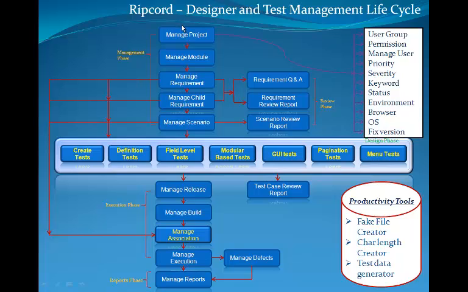And you see, the first node of the workflow is manage project, where, when the project kicks off, the project and its details will be entered, and then move on to the modules and then requirements, with child requirements associated to a parent requirement. You can create a scenario for a parent requirement or child requirement and move on.